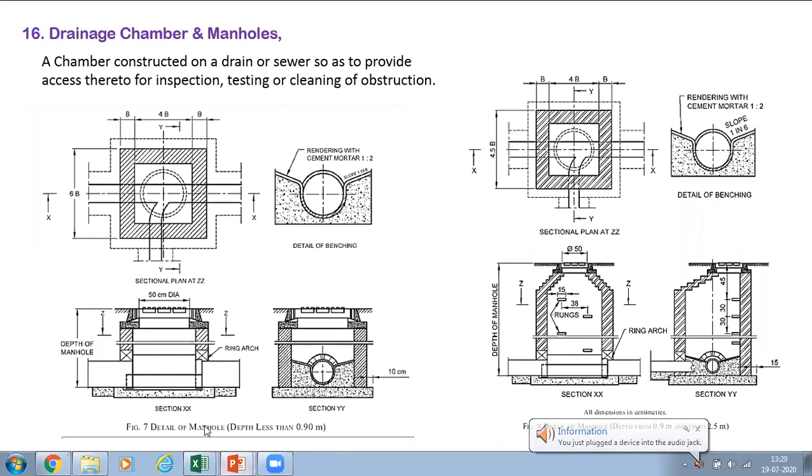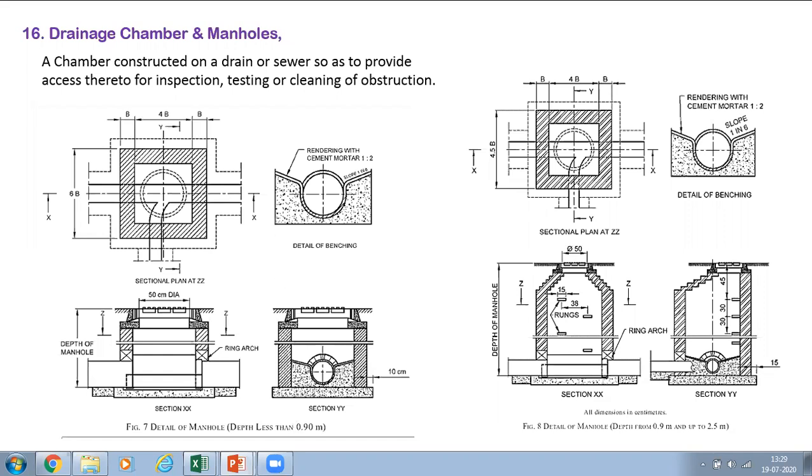This is the depth of the manhole, the detail of the manhole. Depth less than 0.9 meter. As per the NBC standard, where depth is less than 0.9 meter, you have to provide like this only. They have given 4B here. You should not give 4B and all. For less than 900 mm, you can give 600 by 600 like that.